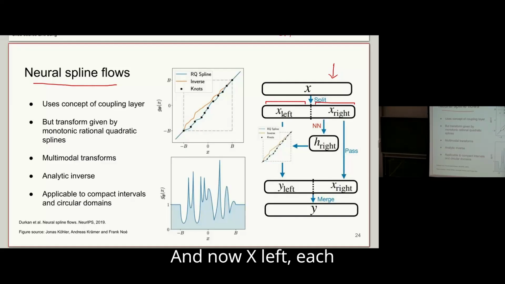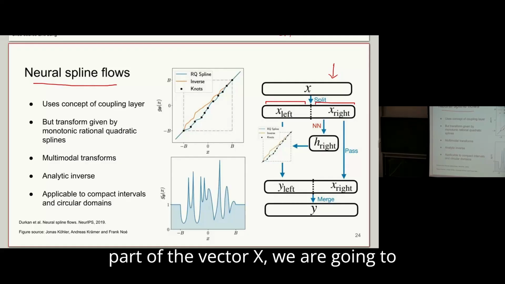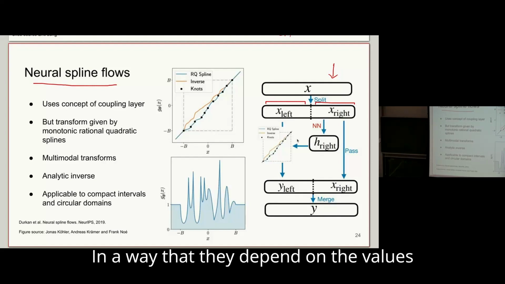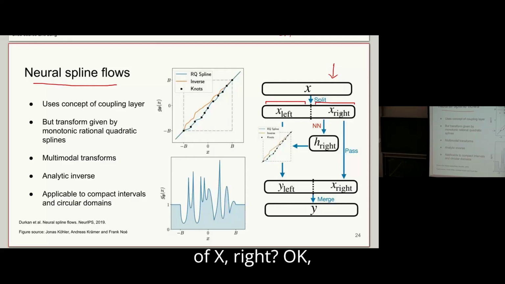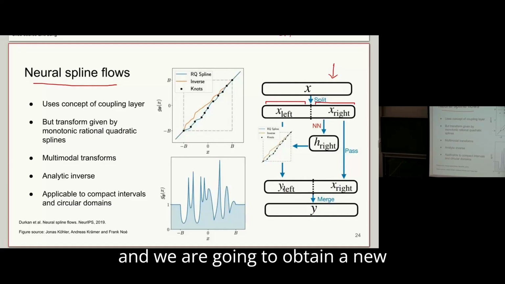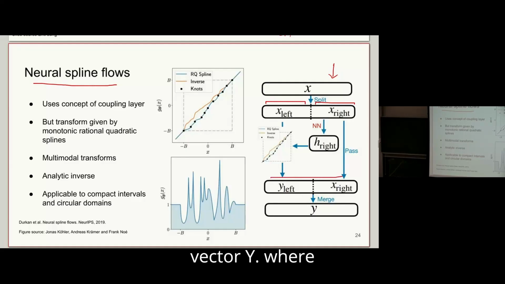And now x left, each of the entries in the left part of the vector x, we are going to transform them in a nonlinear way, in a way that they depend on the values of x right. Okay? And we are going to obtain a new vector, y, where the right part of y is the same as the right part of x, and the left part of y is the result of doing these nonlinear transformations dimension-wise as a function of the right part of x.